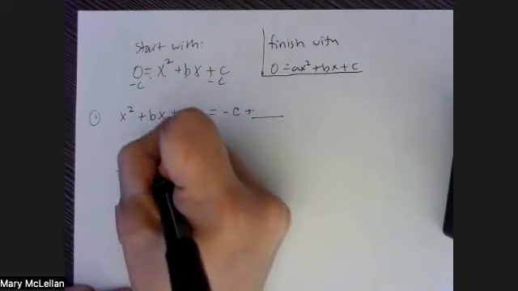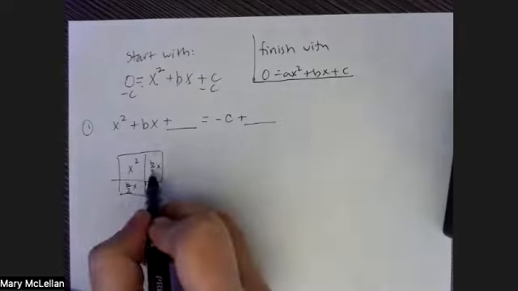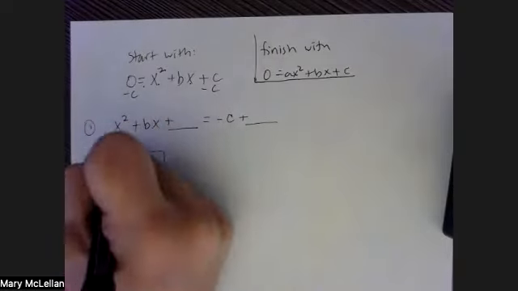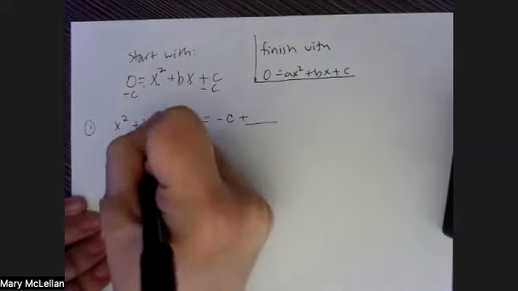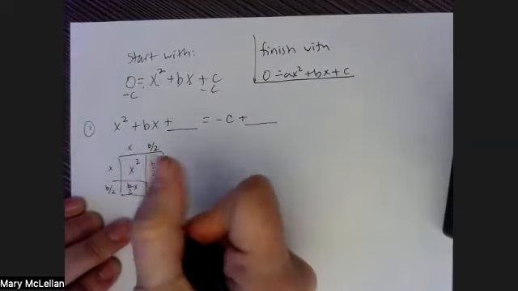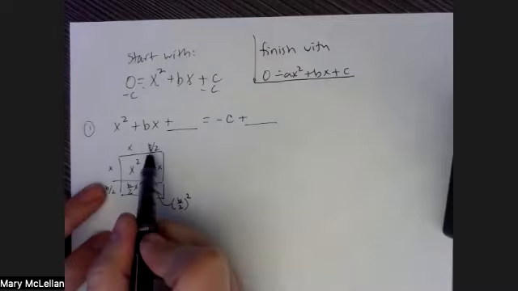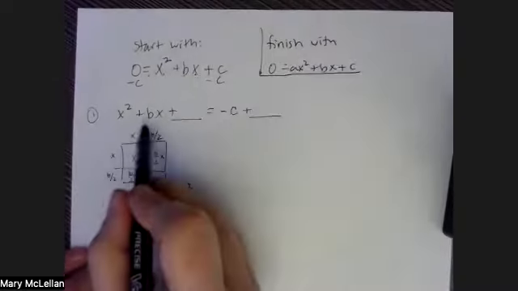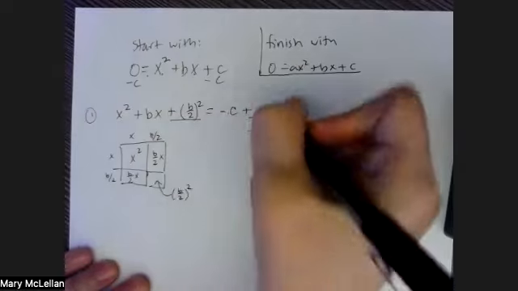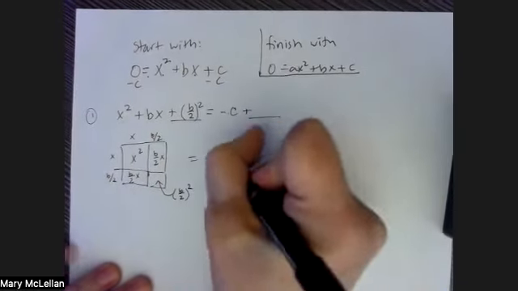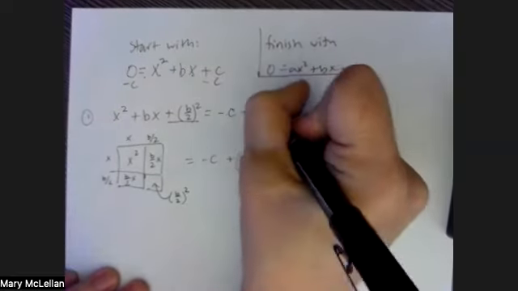Here I have x squared. Here I have b over 2 x, and here I have b over 2 x, because I always break the b term in half. And then I'll find the outside: that's x, b over 2, and b over 2. And then this little piece here will be b over 2 squared, because I'm multiplying it by itself. So I have x squared plus bx plus b over 2 squared equals negative c plus b over 2 squared. I have to add it to both sides of my equation, as always.